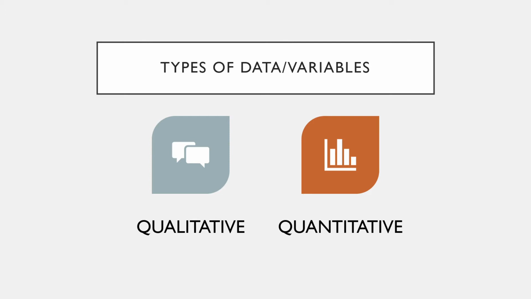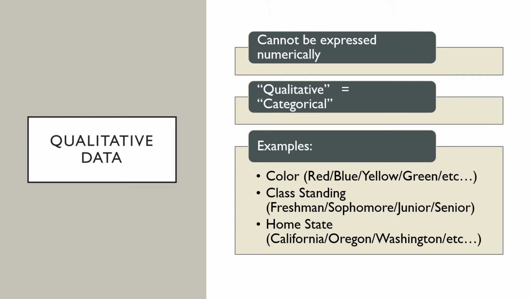Jumping into that topic, we can split data up into kind of two different categories. We have qualitative data and quantitative data. Going into more detail on what those two categories are, qualitative data is simply data that cannot be expressed numerically.